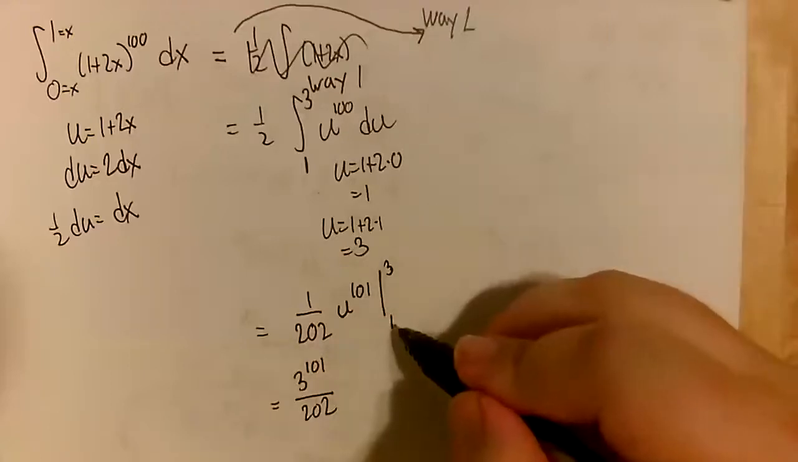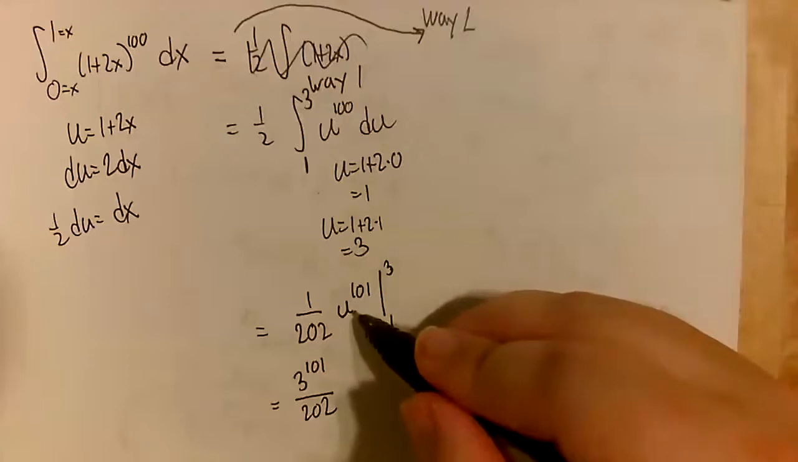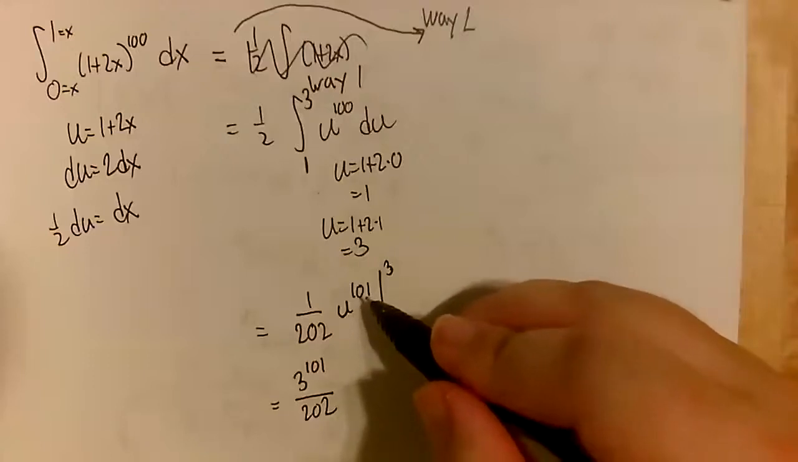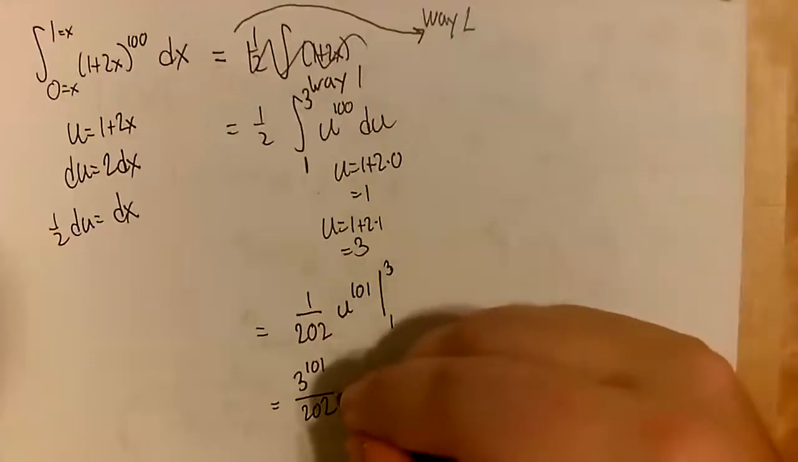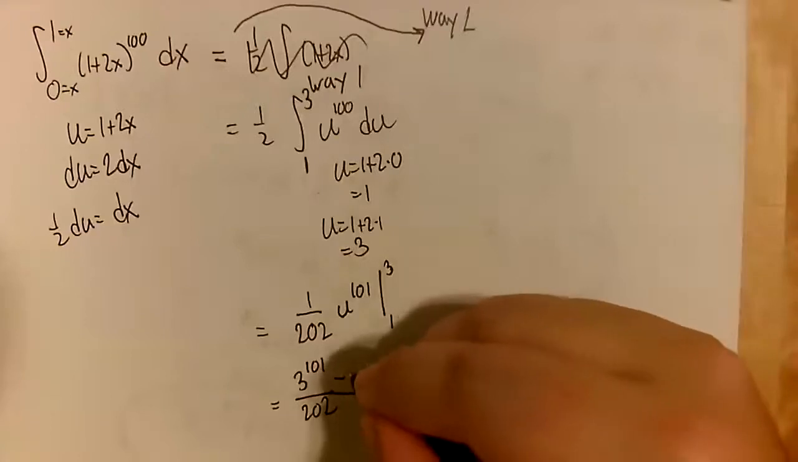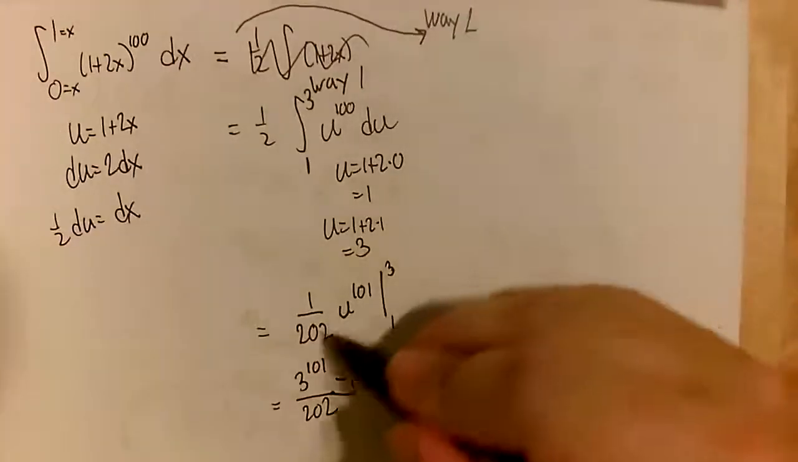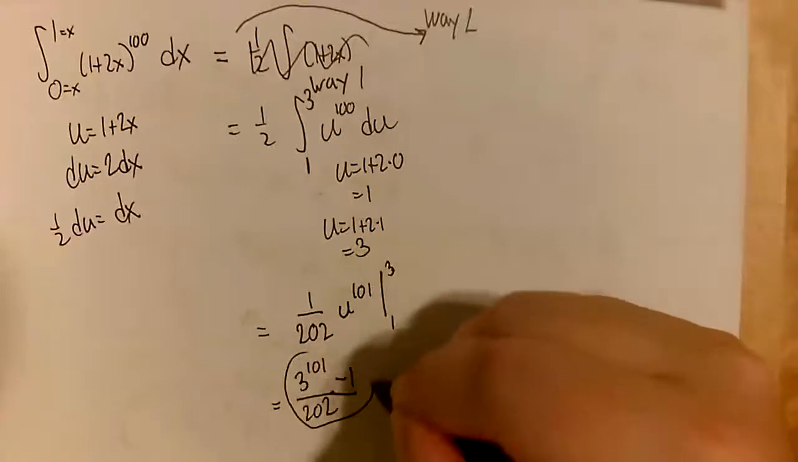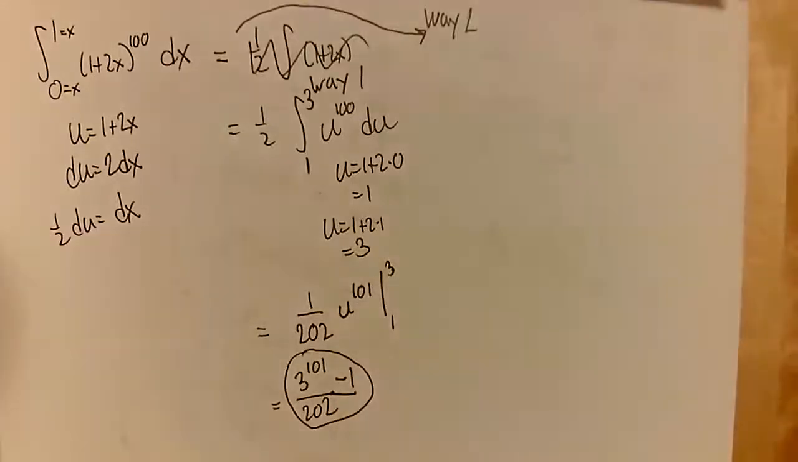And then we subtract when we plug 1 in here. But 1 to the 101st power, as great of a power as it is, will only yield 1. So we have -1, and that will also be divided by 202. All right, so there we go. So we have 3 to the 101 minus 1 over 202, which is an astronomically large number, by the way. All right, that was the first method of doing this.